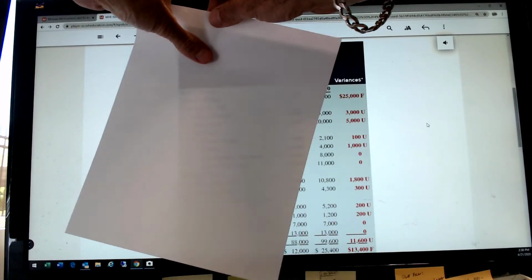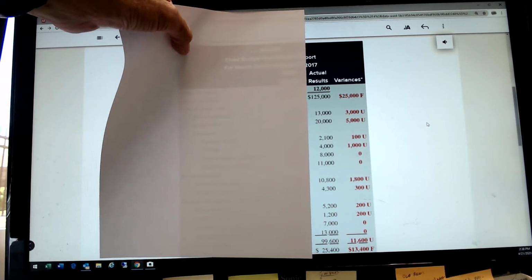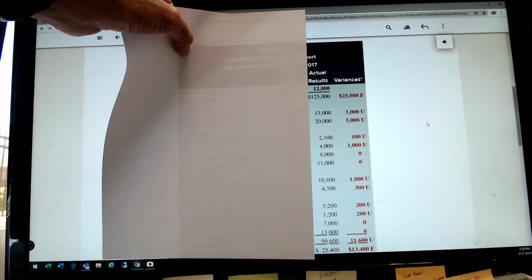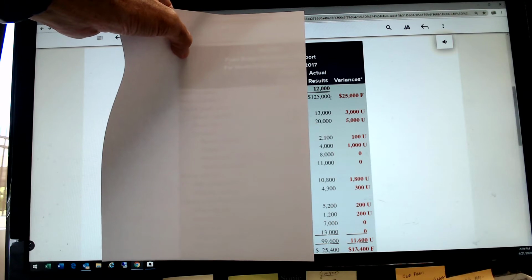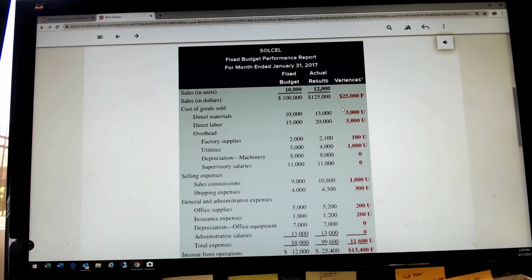Now, suppose we come up with 12,000 units of sales. We actually sold 2,000 more than I thought I was going to. So here we are at 12,000 units of sales. We had sales of $125,000 and direct material, all my costs. Now, let's compare our actual revenues and costs for the month of January with the fixed budget. We are going to compare each and every line item.